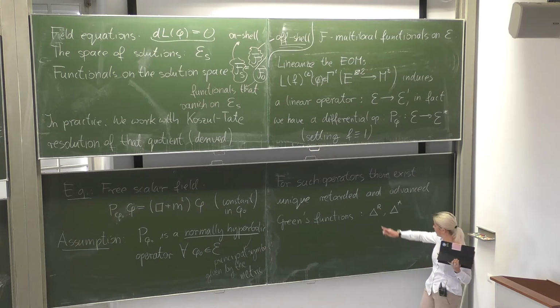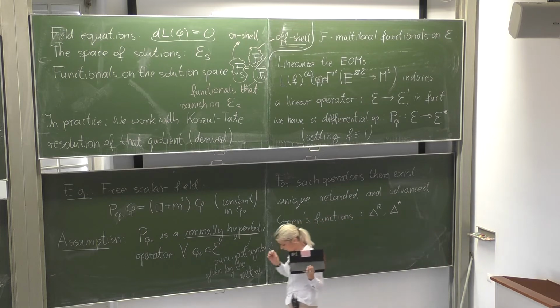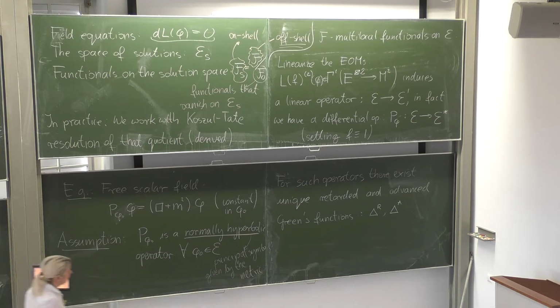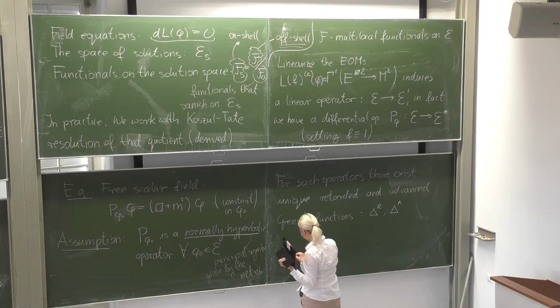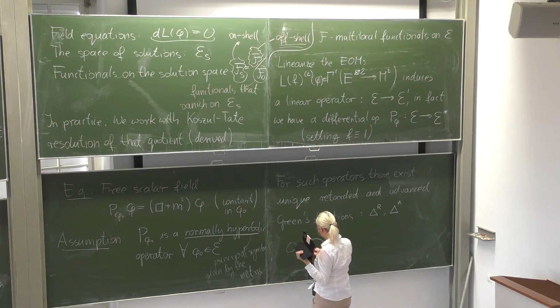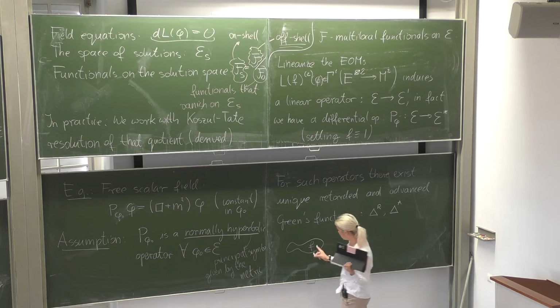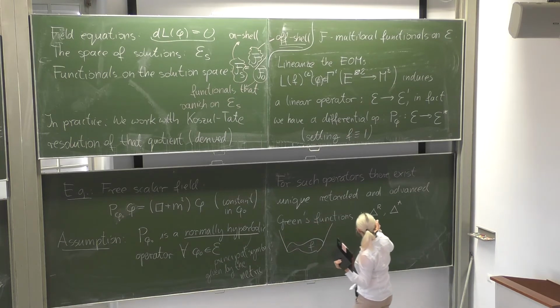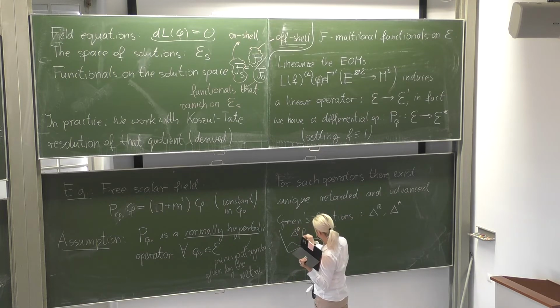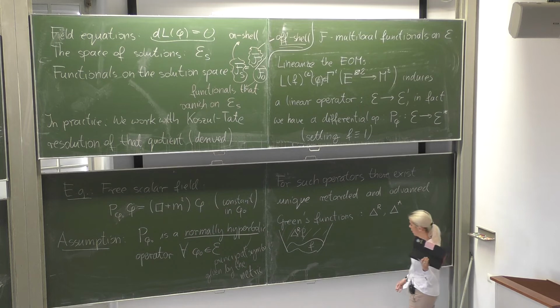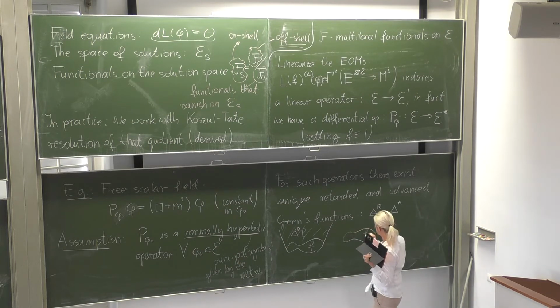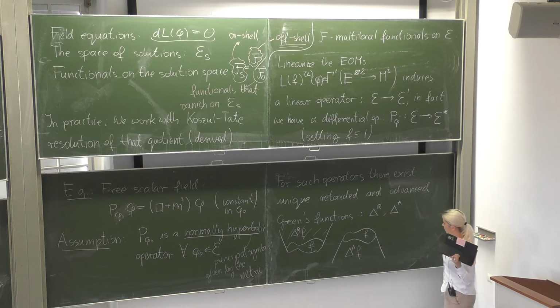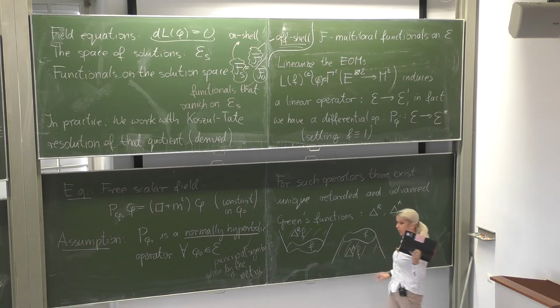So what does it mean to be retarded and advanced? Well, it's about the way they propagate the initial data either to the future or to the past. So being retarded means that if you have the support of some test function and you apply delta R to it, then the support is propagated to the future. Whereas with the other guy, the support is propagated to the past. So that would be delta advanced on f.